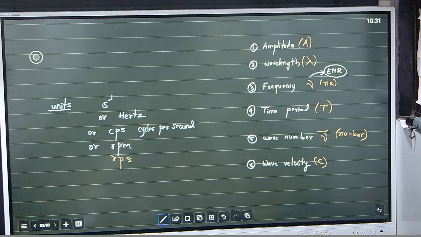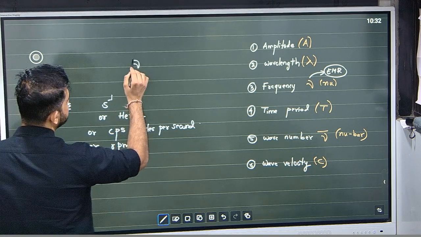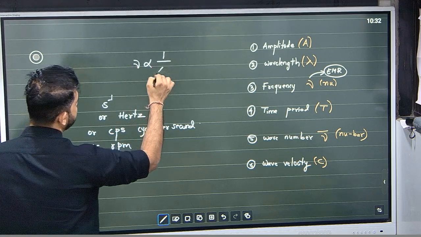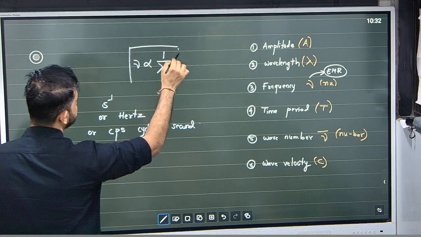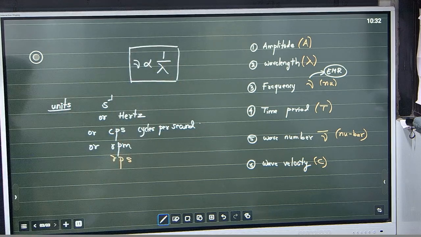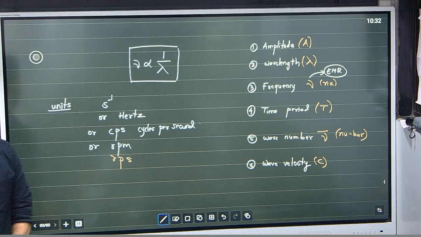Done. What's the relation between frequency and wavelength? Inversely proportional. Frequency and wavelength are inversely proportional to each other.